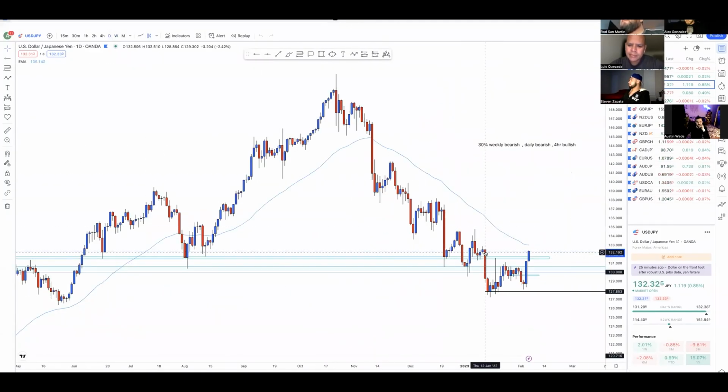For this week, we're still bearish. Daily is still technically bearish. This is a lower high, this is a lower low. I'm just good. Doesn't look attractive.